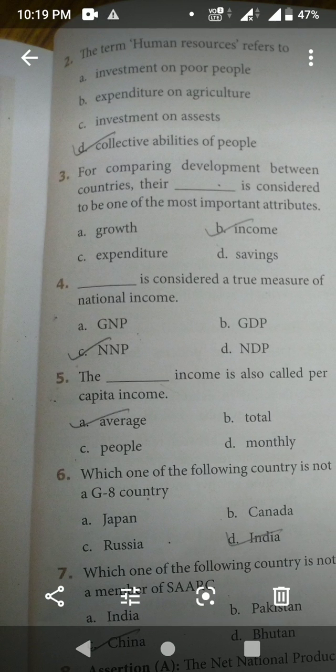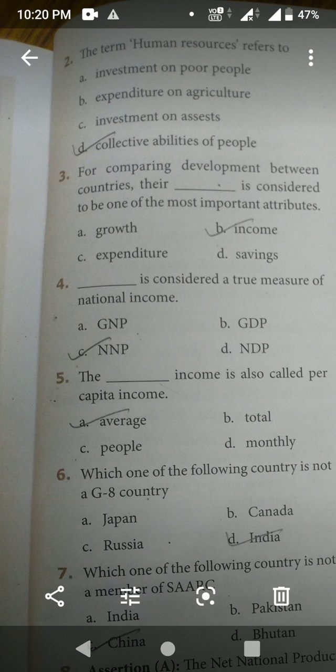Next, third one. For comparing development between countries, the dash is considered to be one of the most important attributes. Which is the most important one? That is option B, income. In order to see that development, income is the important one.